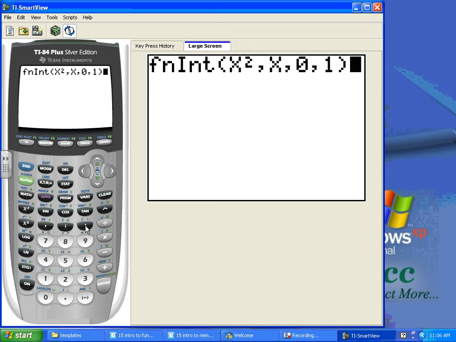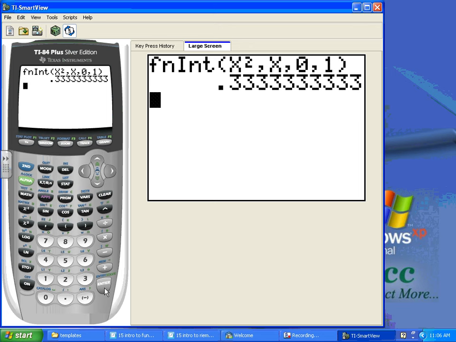What is the antiderivative of x squared? X cubed over 3 from 0 to 1. The answer should be what? 1/3, right? Let's see. Press enter. There we have it. It gives you a numerical format instead of the fraction format. But again, it's a great way to check your answer. Go back if you didn't get the same answer by hand.